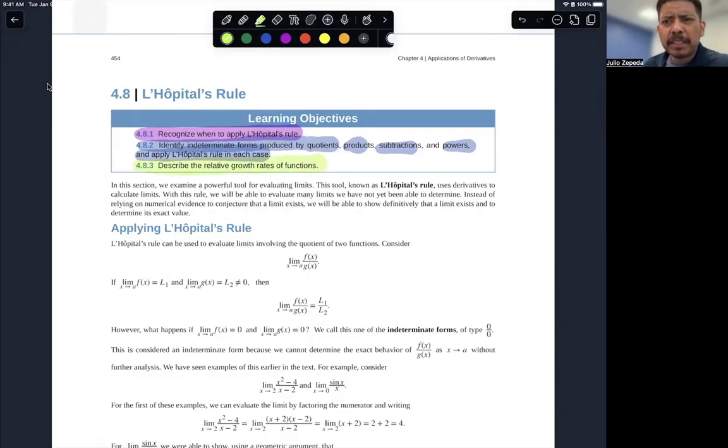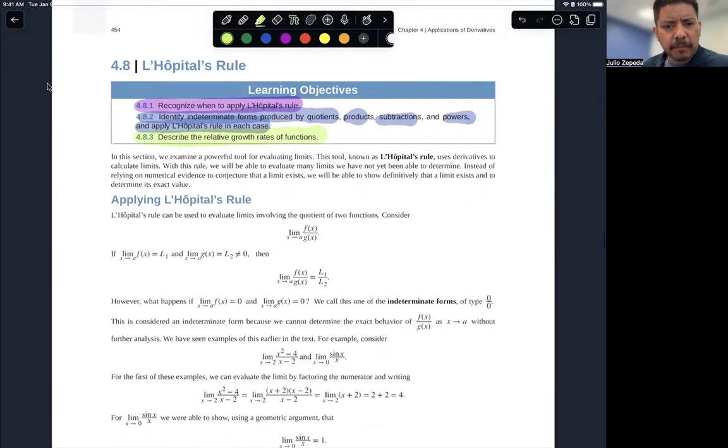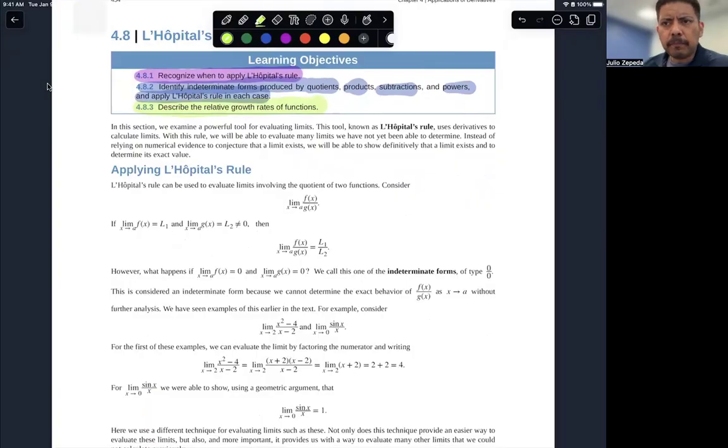Okay, so we'll read this introductory paragraph just to get us started, and then we'll jump into the problems. It says, in this section, we examine a powerful tool for evaluating limits. This tool, known as L'Hopital's rule, uses derivatives to calculate limits. With this rule, we will be able to evaluate many limits we have not yet been able to determine. Instead of relying on numerical evidence to conjecture that a limit exists, we will be able to show definitively that a limit exists and to determine its exact value.